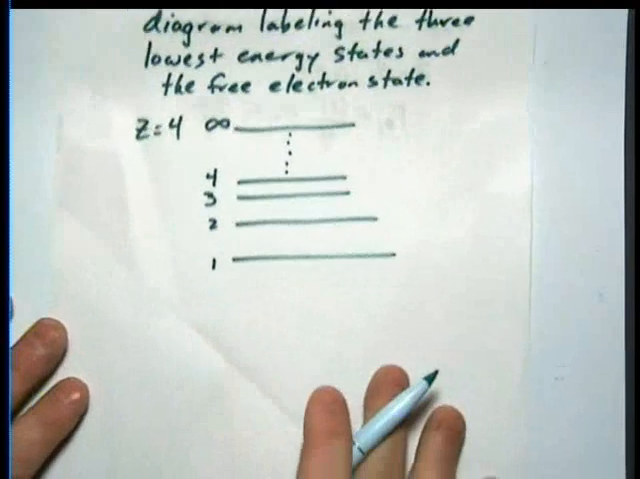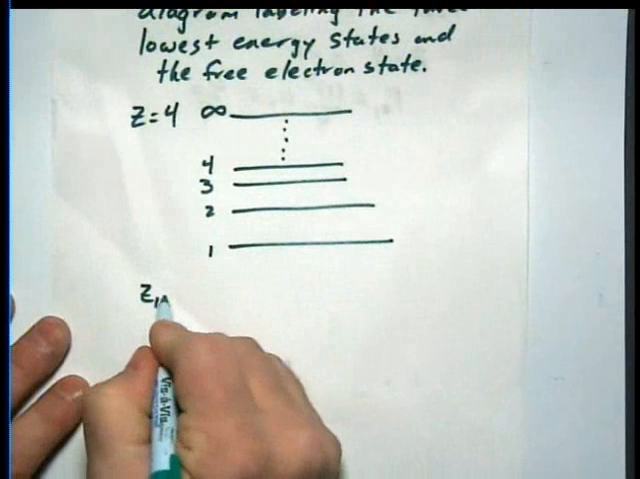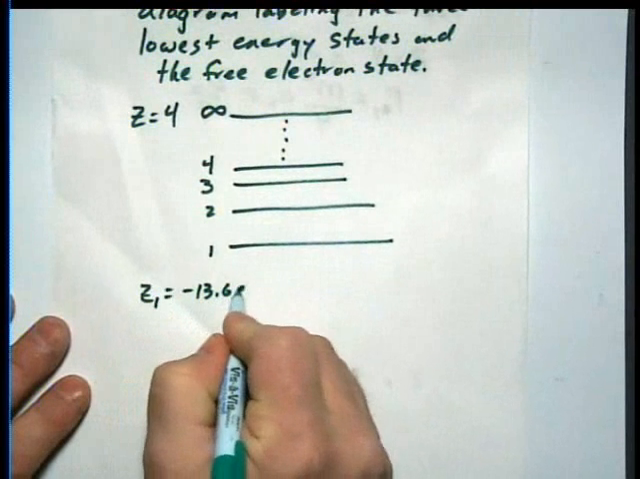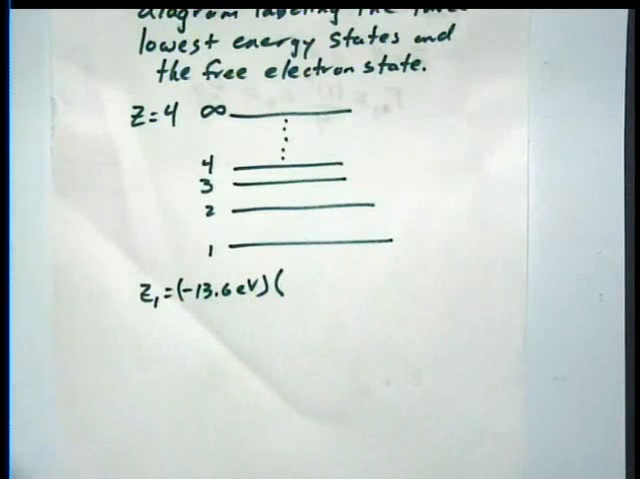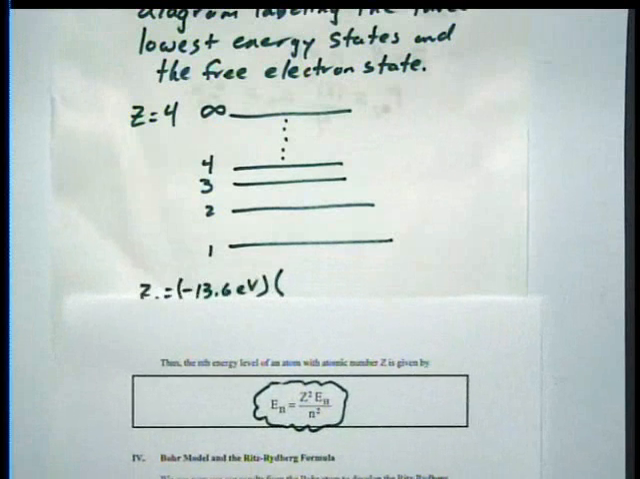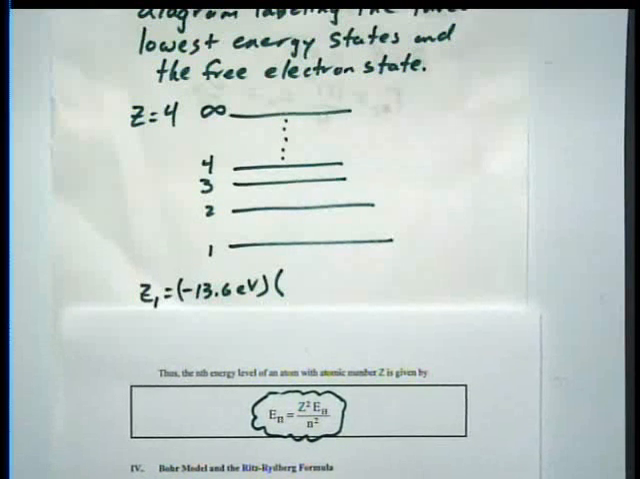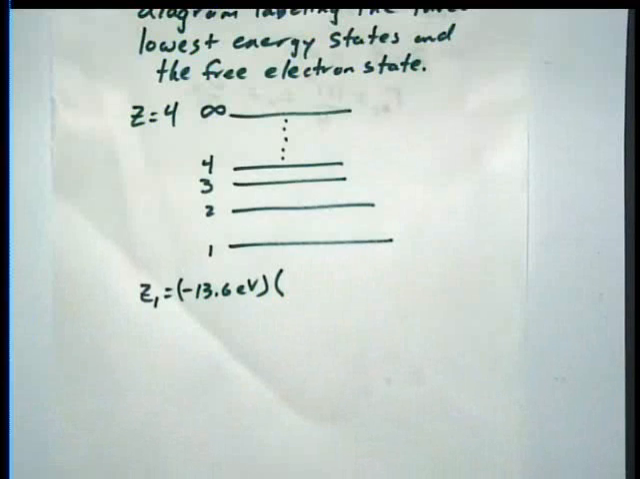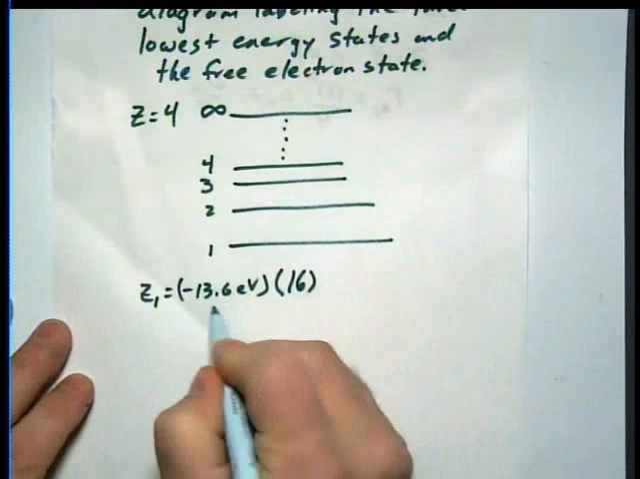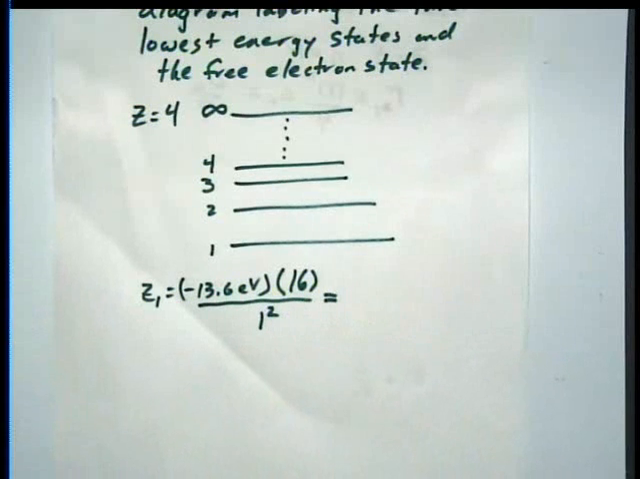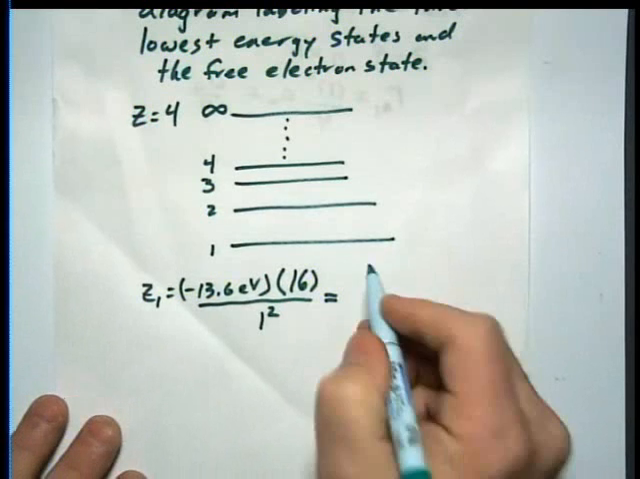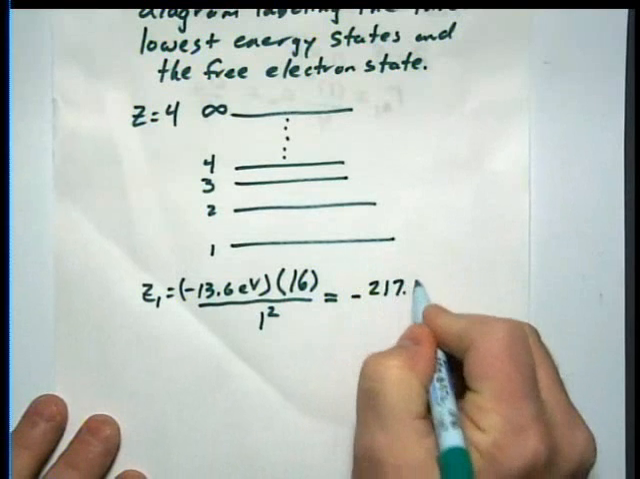To find these energies, the Z equals 1 value is minus 13.6 eV. And then my little formula here is so useful to know: multiply by Z squared, divide by n squared. Well, that means 16 over 1 squared. Punch calculator. Minus 217.6 electron volts.